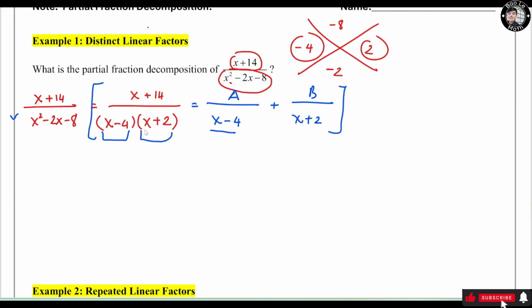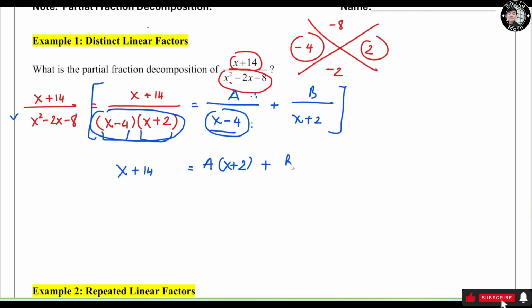Now I'm going to multiply both sides by the LCD, which is the least common denominator right here. If I multiply both sides by this guy, the left hand side becomes s plus 14. The right hand side right here, I have s minus 4, but the LCD is s minus 4 times s plus 2. Does that mean I'm missing s plus 2? So I need to multiply the top and bottom by s plus 2, so it becomes a times s plus 2.